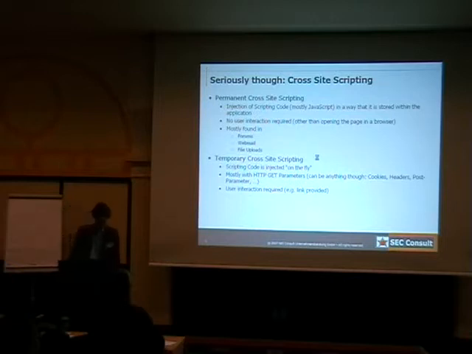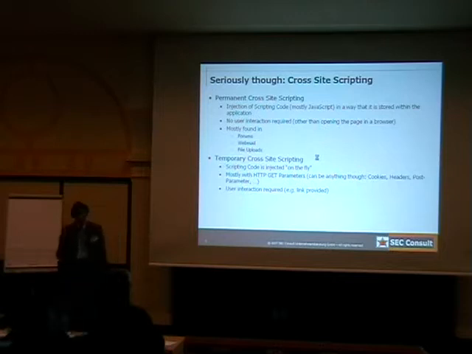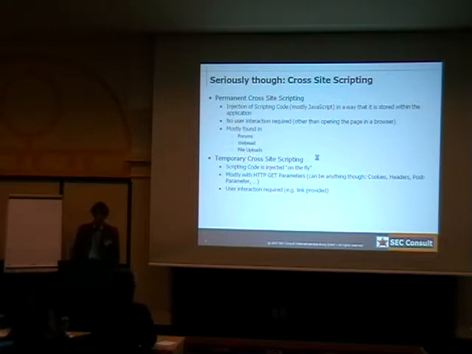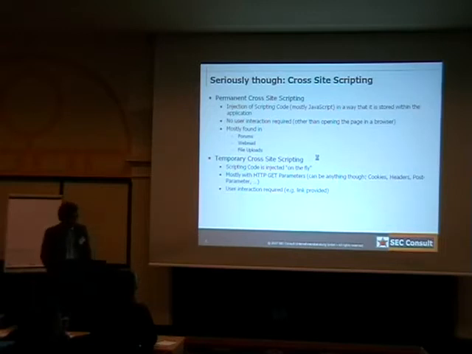The second type of cross-site scripting is temporary cross-site scripting. This is where the scripting code is injected on the fly and it requires way more user interaction than the permanent cross-site scripting type. The reason is that mostly you use the HTTP GET parameter to inject JavaScript, but it can be basically anything. It can be cookies, headers, post parameters, whatever you are able to manipulate on the response from the server. So in this case, as already mentioned, user interaction is required.